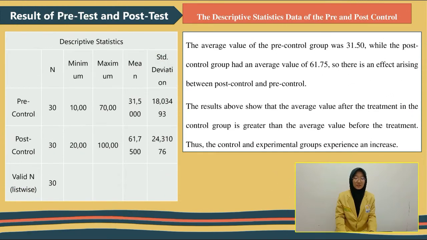This is the descriptive statistic data of the pre and post control. Based on the table, we can conclude that the average value of the pre-control group was 31.50, while the post-control group had an average value of 61.75. So there is an effect arising between post-control and pre-control. And the results above show that the average value after the treatment in the control group is greater than the average value before the treatment. Thus, the control and the experimental groups experienced an increase.